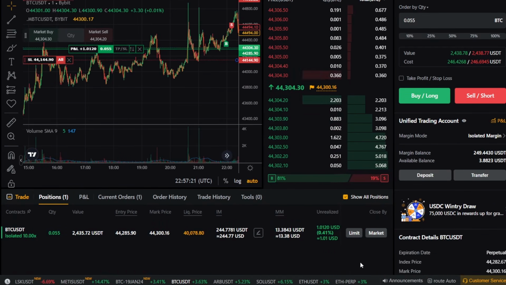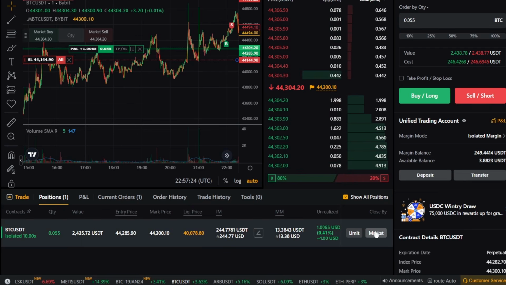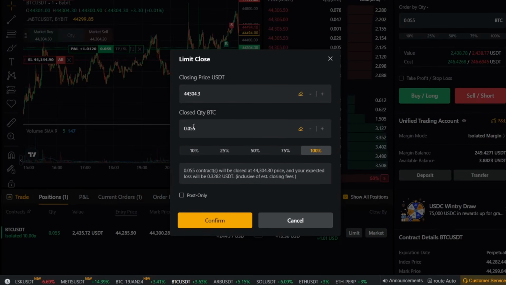Guys, and a very important point. If something goes wrong, you can always close the position instantly by clicking one of the buttons, Market, right here. And to open a regular order to close the position at the desired price, next to it you can see the button Limit, and the field where you can enter your price will appear.